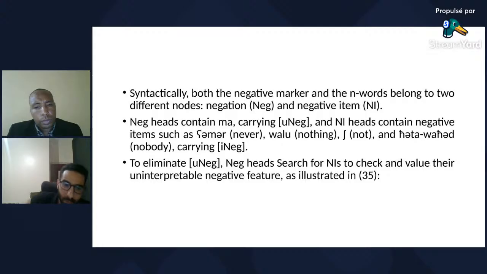Syntactically, the negative marker and n word belong to different nodes, okay, negation and negative item. These are two heads. Neg heads contain ma, carrying an uninterpretable neg feature, and n word heads contain negative items such as ammar, walu, sh, wahed, or حتى, okay, which carry an interpretable negative feature. To eliminate this unvalued neg feature, neg heads search for n words or negative items to check and value its uninterpretable negative feature, as illustrated here.